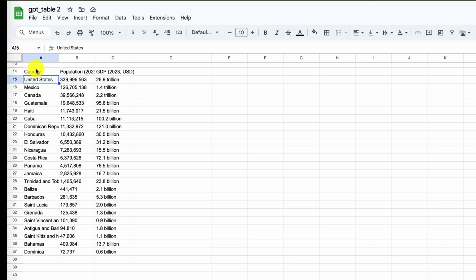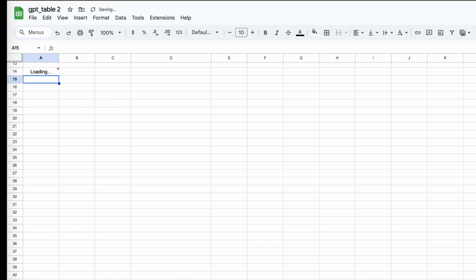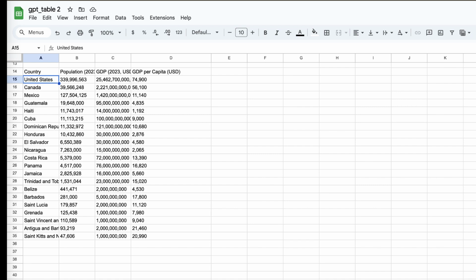Now I want to double click on my formula row and add to my formula. So I added: add column showing GDP per capita. I press enter. And now I've got 4 columns: country, population, GDP, and GDP per capita.